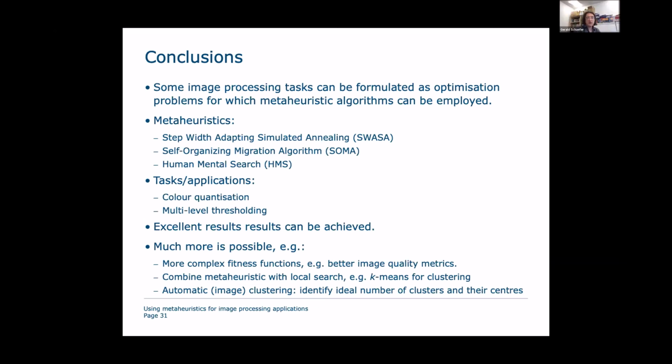So color quantization, as I've mentioned, can be formulated as a clustering problem. And clustering can be used for segmentation. One of the simplest techniques to perform segmentation is to do clustering. So yes, it can be used. It's not the only application of color quantization. And similarly, that multi-level thresholding can also be used for segmentation or as a pre-processing technique for segmentation.